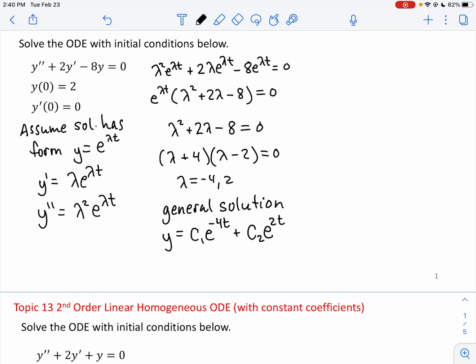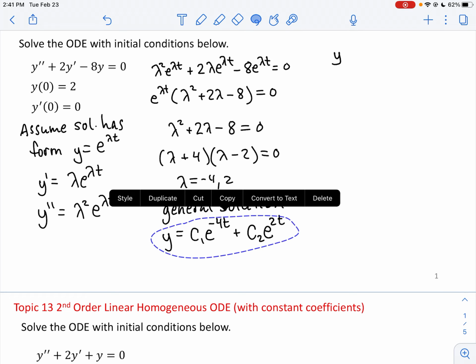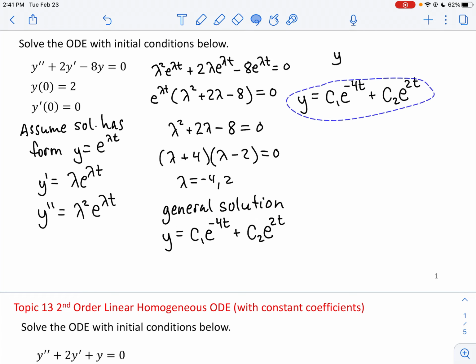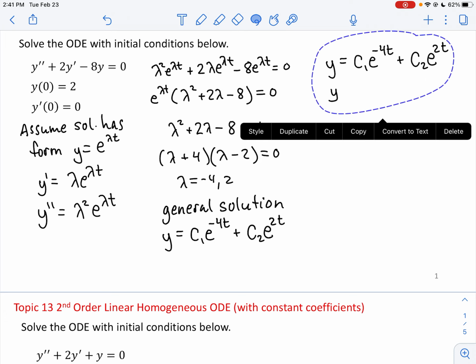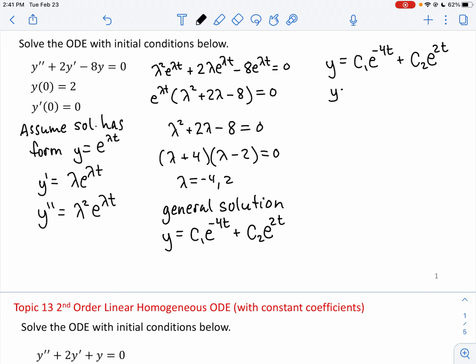To find a particular solution, now we just have to find the first derivative of our general solution, combine that with the original, plug in this data, and then solve for c1 and c2. So let's first, I'm going to just copy this here and paste it up here so we have it stacked underneath, right above the derivative. So there's the original general solution.